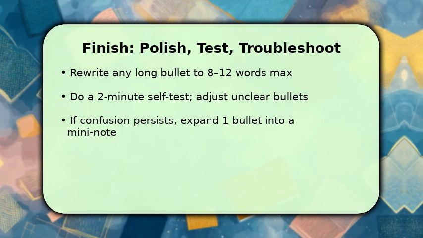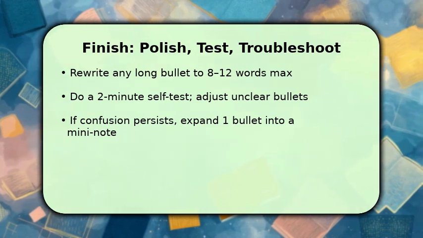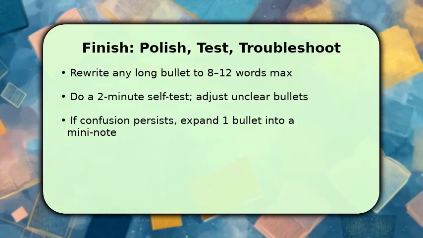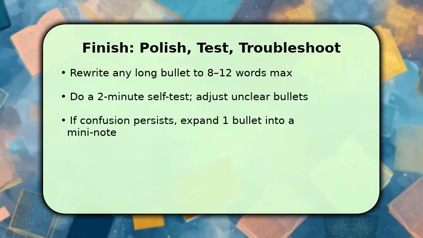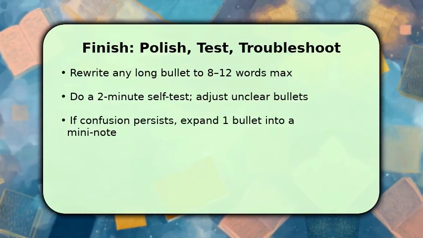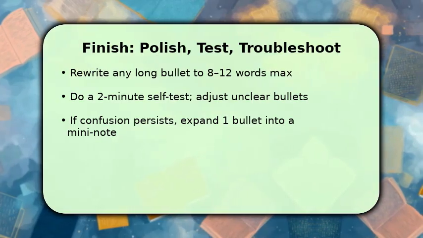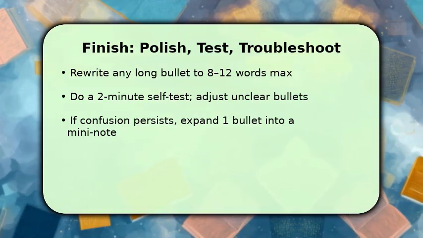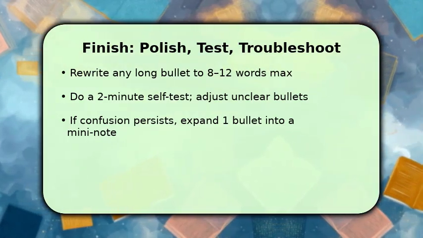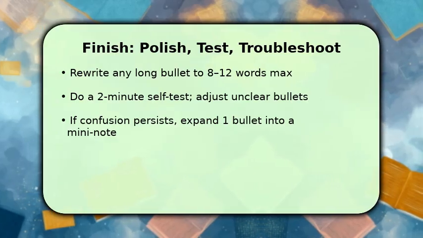Brevity improves retrieval. Then run a quick 2-minute self-test, recall 3 bullets per topic, and revise any item you miss. If a concept still trips you up, expand that single bullet into a tiny 2-line mini-note instead of bloating everything. If problems continue, check your source selection and repeat the middle step.